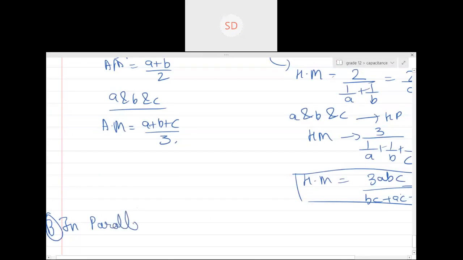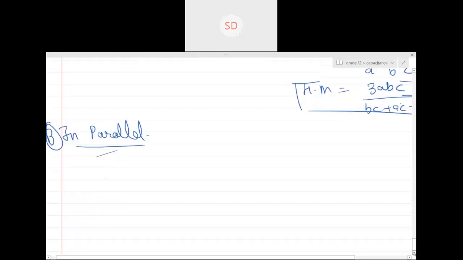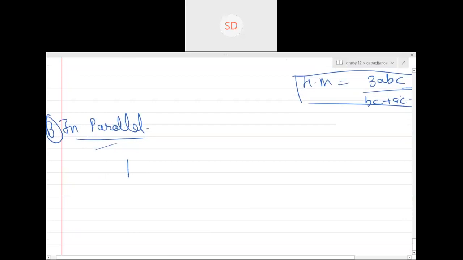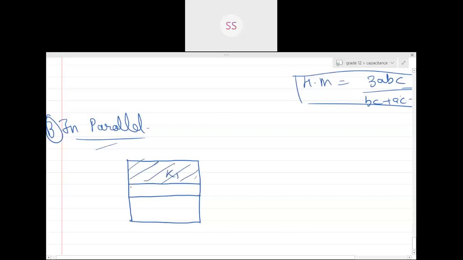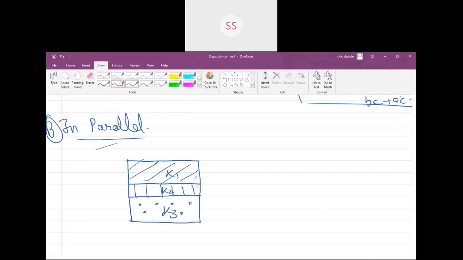Let's draw it again. Suppose there is a dielectric slab like this. In the previous case, the dielectric slab was straight, right? The area was the same for everyone. Now the dielectric slab is like this. This much part is A1, this much part is A2, and this much part is A3. And these are the plates.